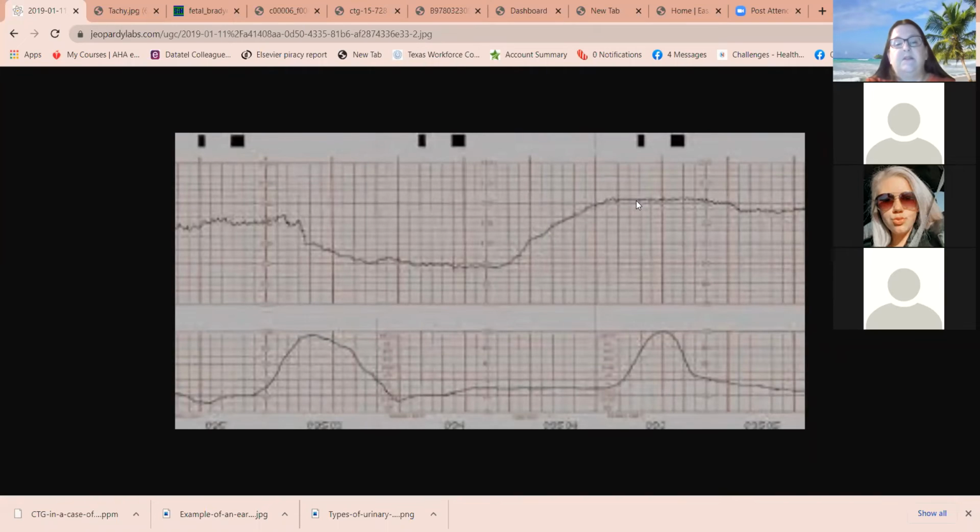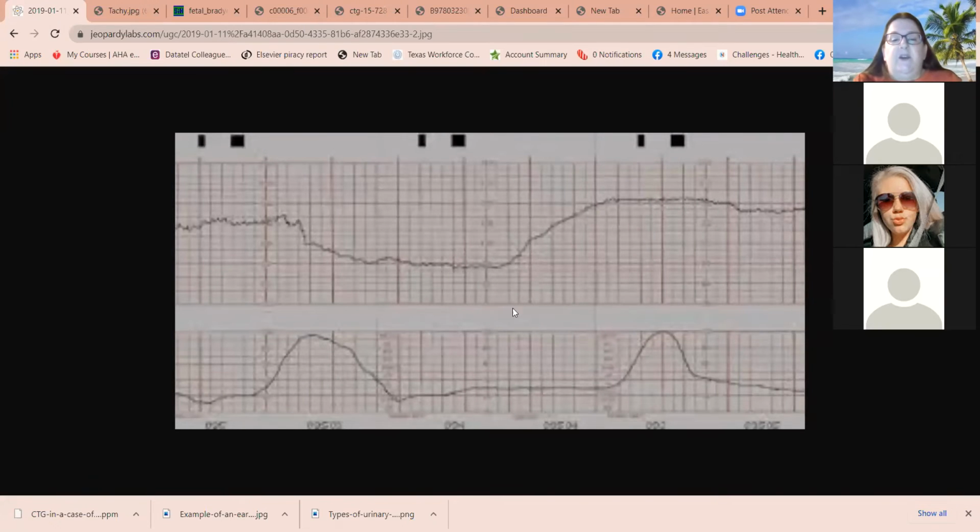How long does it last? Look from when it begins all the way until it's recovered. So about 4 to 5 minutes. Let's look. 1, 2, 3, 4, almost 5 minutes. Okay.